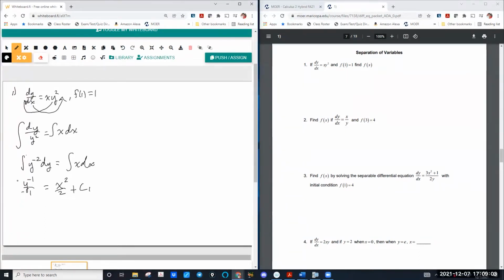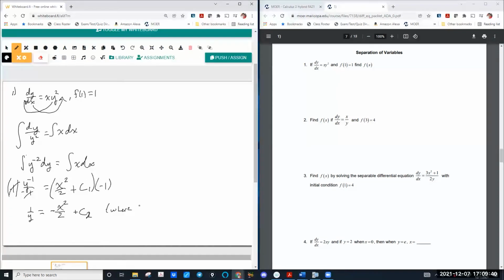Well, I want to get rid of this negative, so I'm going to multiply both sides by a negative 1. So over here, that basically just gets rid of the negative. And instead of writing this as y to the negative 1, I'm going to write this 1 over y. Over here, what does that do? Well, I distribute that, and I get the negative x squared over 2. And typically, we would say, okay, minus c1. Well, what we do when we're absorbing constants is we keep this plus, and we call this maybe c2.